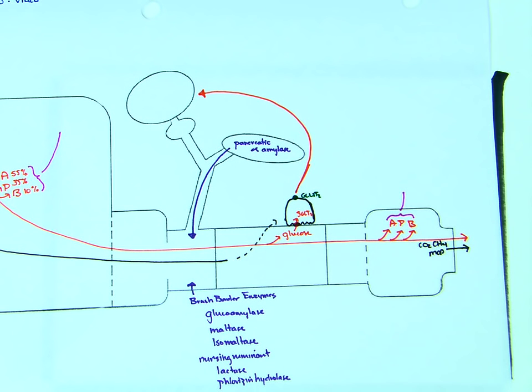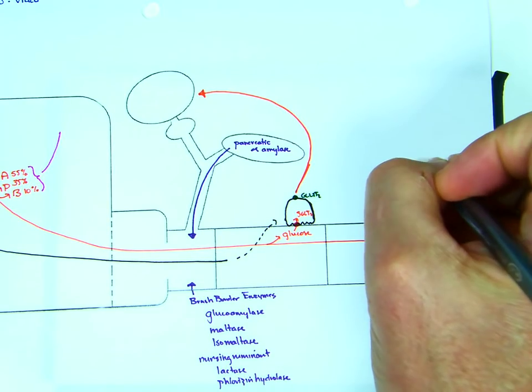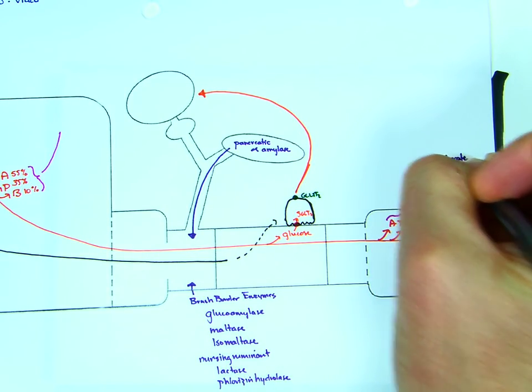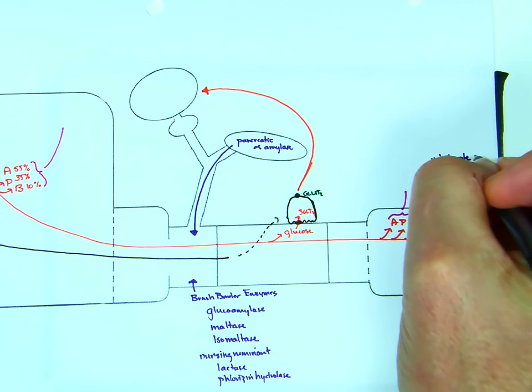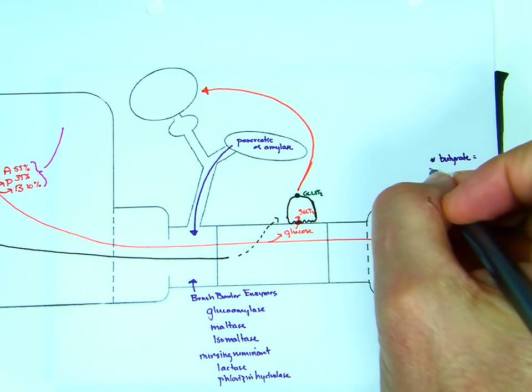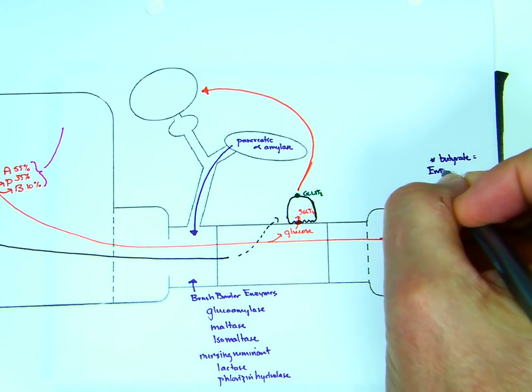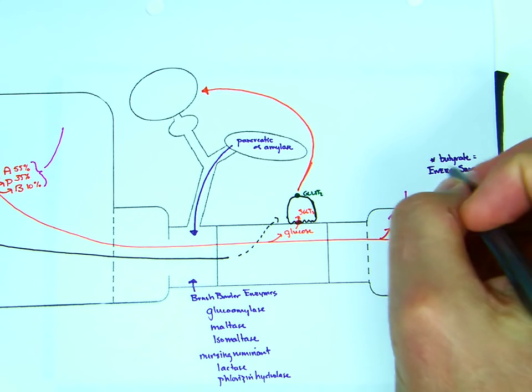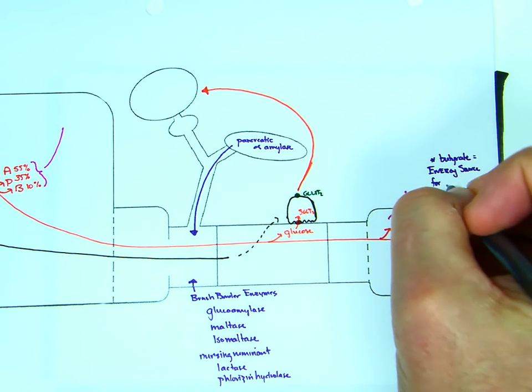And again, while we're here, we'll make a note for butyrate. Butyrate is an energy source for epithelial tissue.